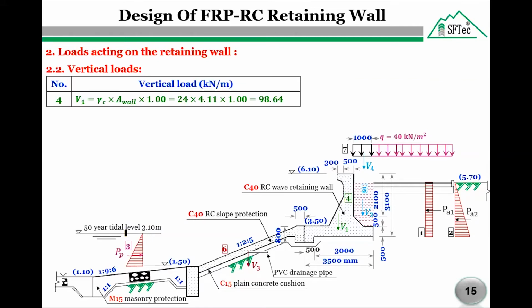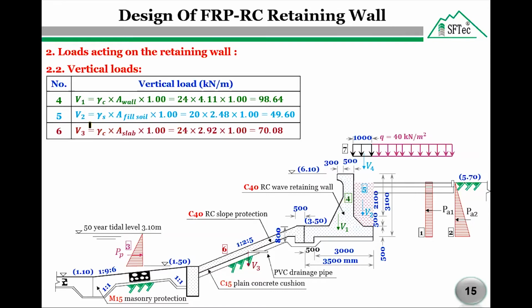The vertical load V1 due to the weight of the wall equals gamma concrete by the wall area, which equals 98.64 kilonewton per meter. The vertical load V2 due to the weight of the backfill, the dotted area here at the back of the stem. So V2 equals gamma soil by the area. The vertical load V3 due to the weight of the reinforced concrete slab protection is gamma concrete by the area of the slab, which equals 70.08 kilonewton per meter.